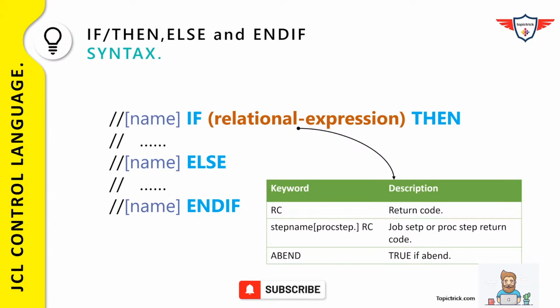So with the help of an IF THEN ELSE statement, you can specify conditions in your JCL. And it works in the same way as if you're coding an if-then-else statement in your COBOL, Java, C++, or any other high-level programming language program. And in order to specify the relational expression or a condition in your IF THEN ELSE statement, you can use the keyword RC followed by an operator and then a specific value that you want to check. RC is generally used to specify the return code of a previous job step. And if you want to specify the return code issued by a specific job step or a procedure step, then you can use stepname.RC or procstep.RC.